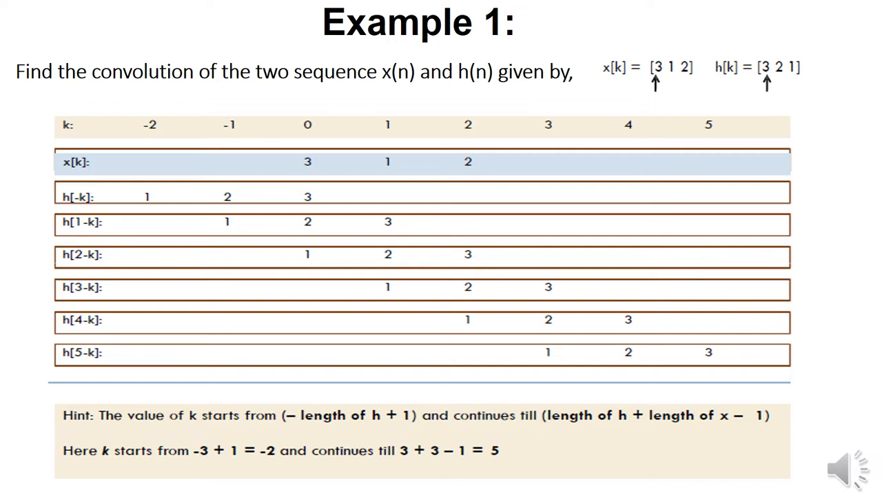Afterwards we can write h1 minus k by shifting h minus k by 1, then h2 minus k by shifting another place, h3 minus k, h4 minus k, and h5 minus k, each shifted by another place. Now what we have here is h minus k, h1 minus k, h2 minus k up to h5 minus k, right? Then you can see we have xk also. Our objective is to find yn.